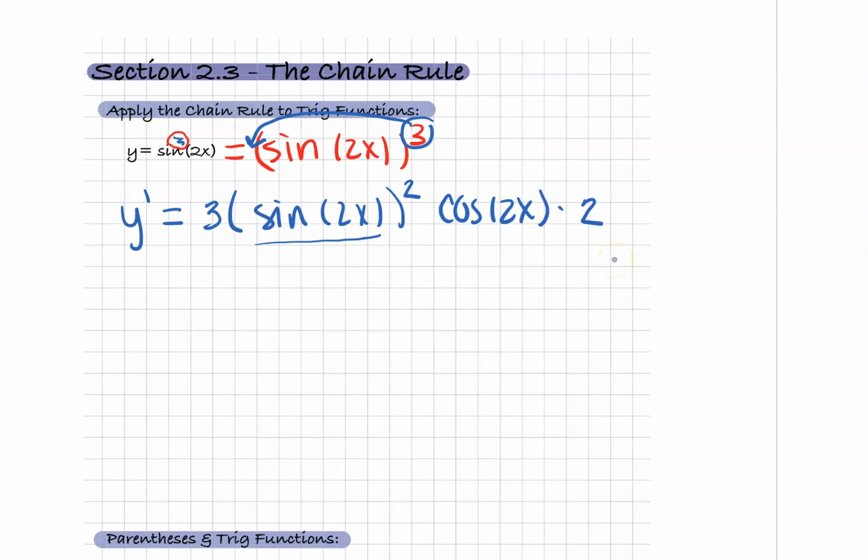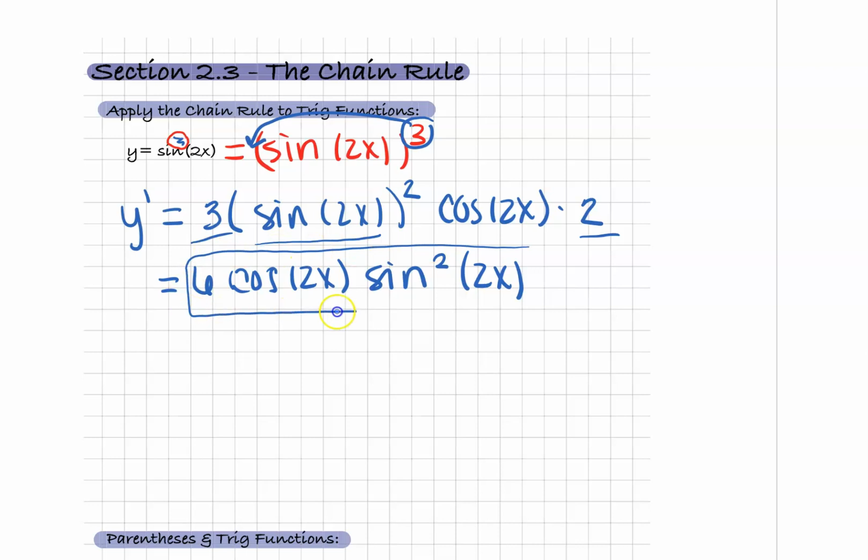Now you got to clean it up. So I'm going to put this 3 and 2 together, so it gives me a 6. I'm going to go ahead and move that cosine 2x in front, and then I'm going to revert back to sine squared 2x, the better formatting of those trig functions. So you can see that one was definitely not as intense as other problems, but you go back to our basics, work from the outside in.